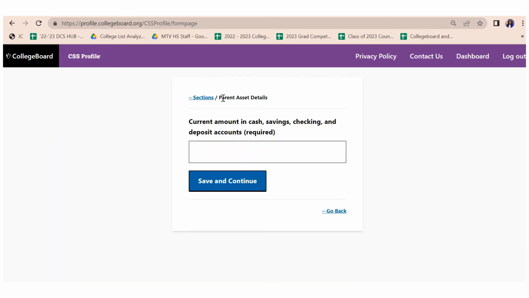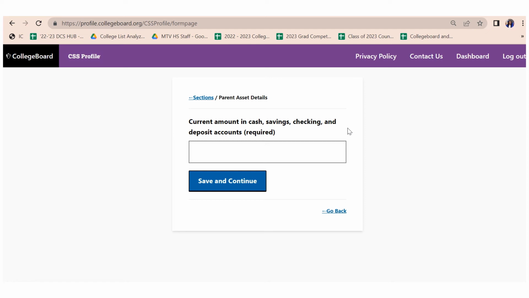So this question is asking, as of today, what amount does the parent have in cash, savings, checking, and deposit accounts? This is a really important question where you need to be honest, but you definitely do not want to overestimate. So this is money that is there that you do not need for monthly bills, that you do not need for your mortgage payment or your rent payment.